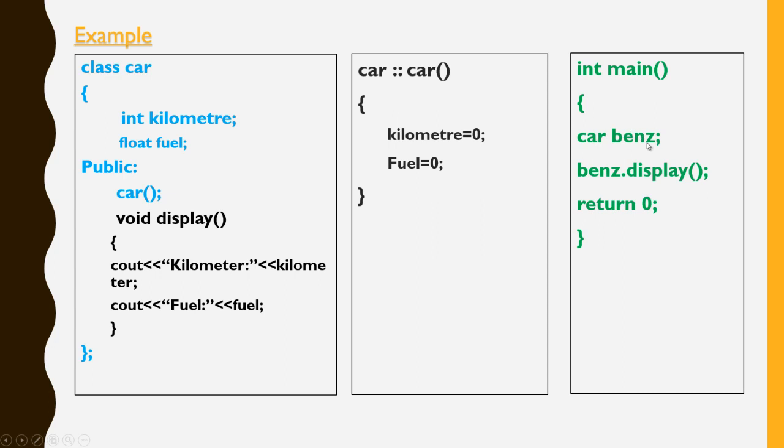I haven't explicitly invoked any function like car here, but it got invoked automatically when I created this particular object Benz. And after that, I display the values of kilometer and fuel with Benz.display. So when calling Benz.display, it displays the values associated with the Benz object. And it returns 0. The program ends there. So this program demonstrates the concept of the default constructor.